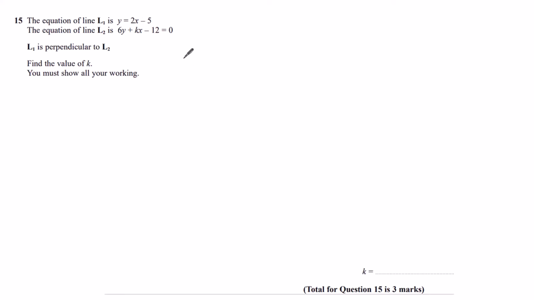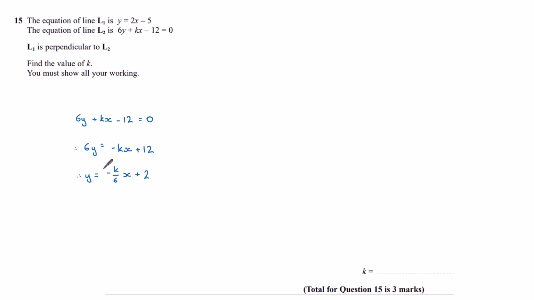So what I would like to do is find, in terms of k, the gradient of line L2, because since they are perpendicular, I know that the product of the two gradients will be minus 1. And so let's start by rearranging L2. I want this in the form y equals mx plus c. So if I subtract kx and add 12 to both sides, then 6y is equal to minus kx plus 12. And now if I divide by 6, y is equal to minus k over 6 x plus 2.